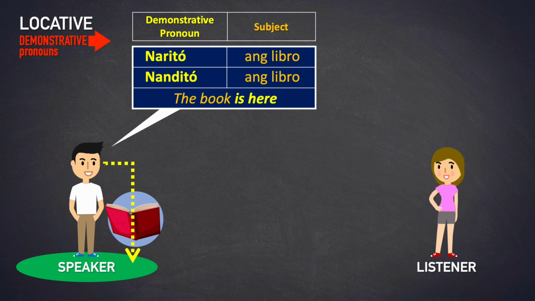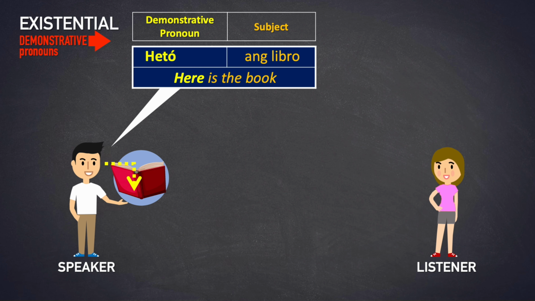Narito ang libro. Nandito ang libro. The book is here. Remember, we have two forms of the locative pronouns. Both mean the same thing, and it's just a matter of preference which one to use. Let's try the existential pronoun. HETÓ ang libro. Here is the book.